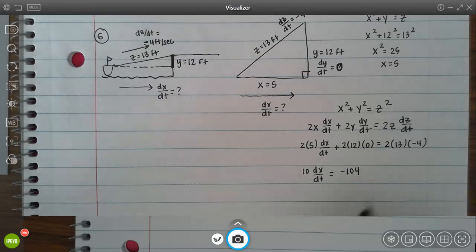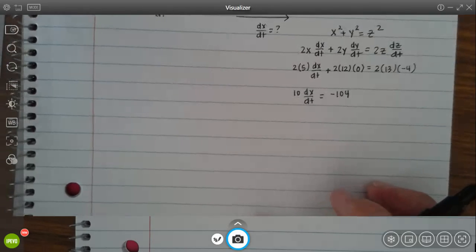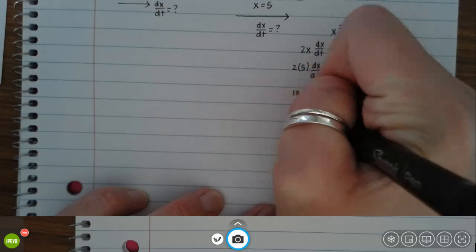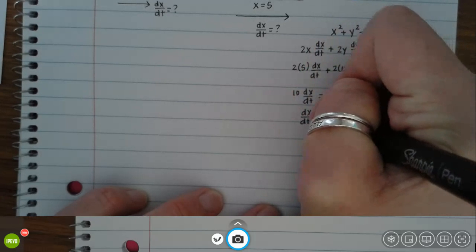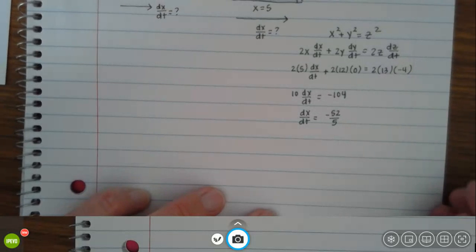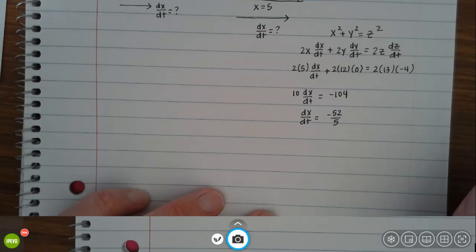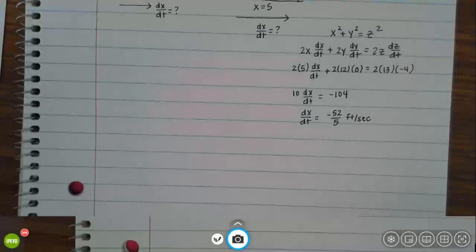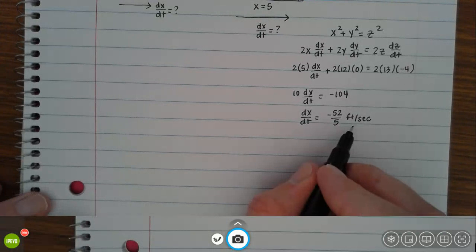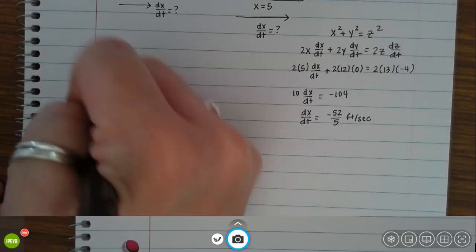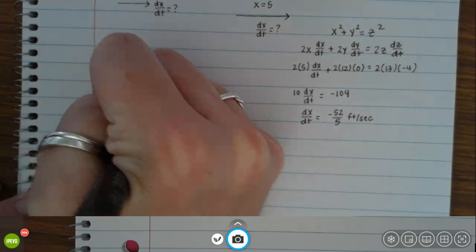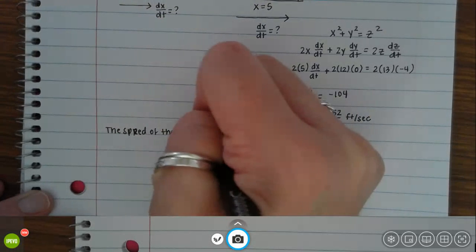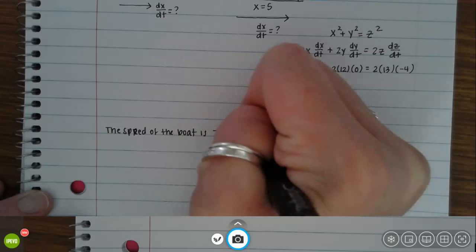And then when I go ahead and divide each side by 10, it's going to give me a dx dt of -52 over 5. And since this is a length that is changing, I want to know its units. So it looks like feet per second. So my speed of my boat when there is exactly 13 feet of rope out would be, speed of the boat, is negative 52 over 5 feet per second.